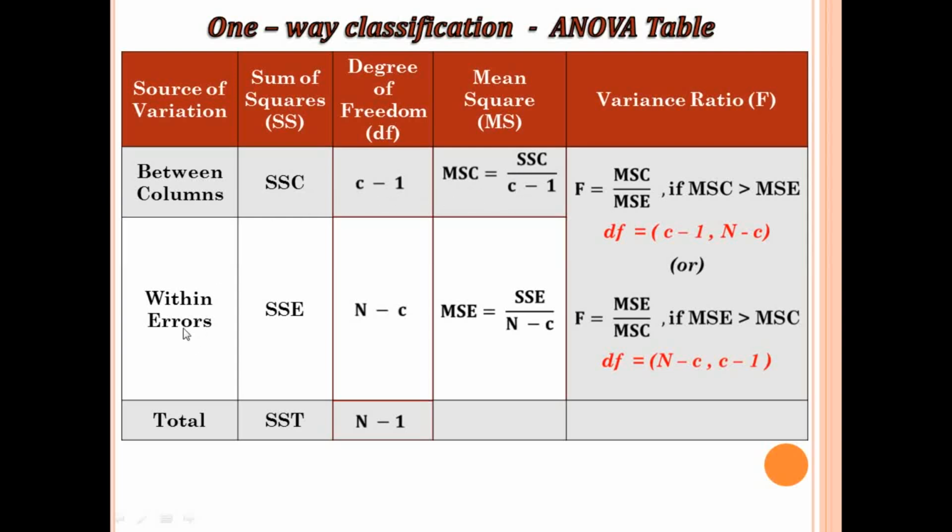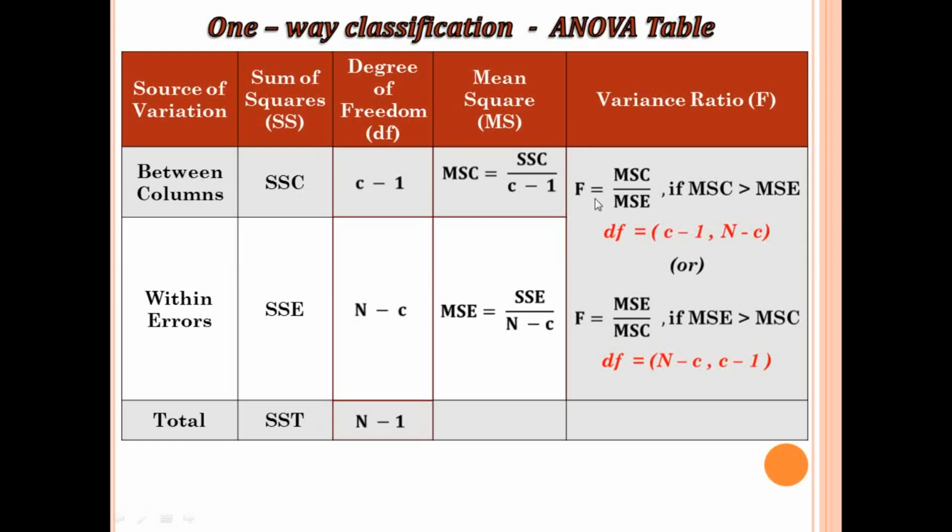Next we find within errors, or within residual. SSE is the sum of squares of within errors. Degrees of freedom is N minus C, where N is the total number of given observations. MSE equals SSE divided by N minus C.